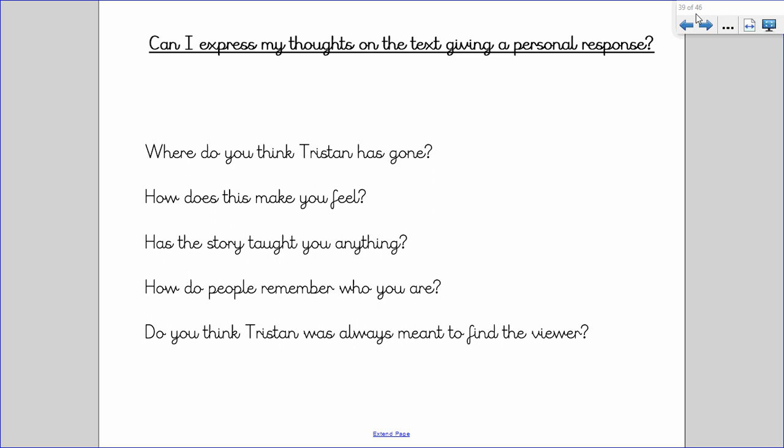Now, it's up to you how you present your answers. You can write them down. You could record yourself. You could get somebody, a grown-up or brother, sister, to interview you, and you could record yourself. Do a PowerPoint. It is entirely up to you. Okay, just want your thoughts, your personal response to the book.